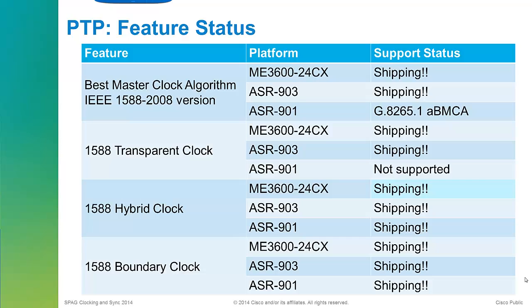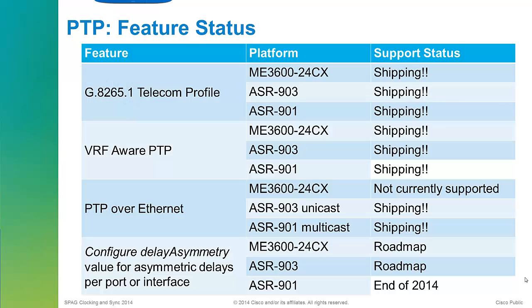Transparent clock is supported, but not in the 901. Really there are hardware limitations there as to why it's not supported. It's supported in everything else. And I think going forward it's fairly clear to say that all our platforms will support transparent clock. Hybrid clocks now supported on everything. Boundary clock supported on everything. Telecom profiles supported on everything. VRF-aware PTP is supported on everything. And what I mean by that is that you can put your PTP interface into a VRF and keep it out of the global routing table.